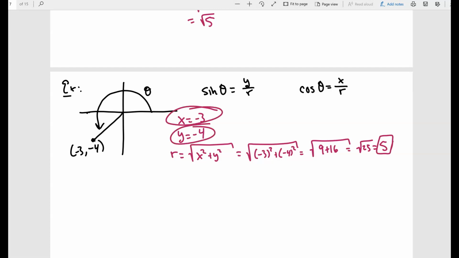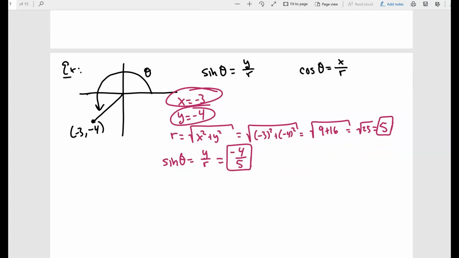Okay, so we know our x and our y's. Now we can figure out what the sine and the cosine is. So sine of theta is going to be equal to y over r. Y over r is just equal to -4 over 5. That is a sine. Okay, now what is the cosine? The cosine of theta is going to be equal to x over r. X in this case is going to be -3 over 5. Okay, and that is my answer.